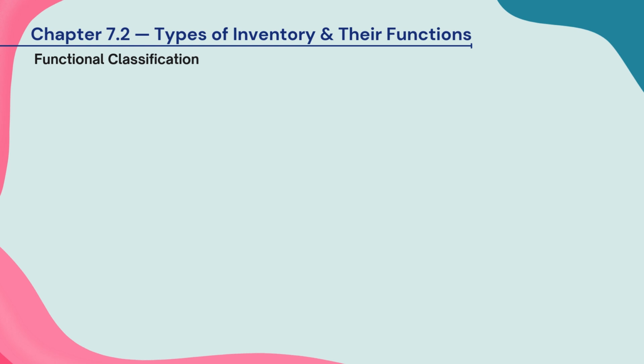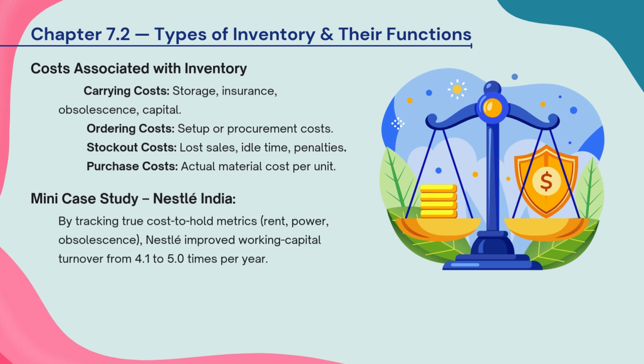Cycle stock covers regular demand between replenishments, like daily production items. Safety stock protects against uncertainty, serving as a buffer for demand spikes. Pipeline stock refers to goods in transit or in process, like shipments overseas. Anticipation stock is held for seasonal demand, such as winter apparel, while decoupling inventory isolates work centers, like WIP, between processes.